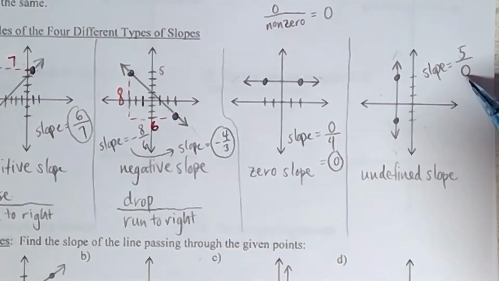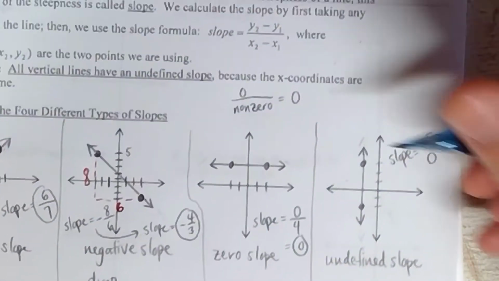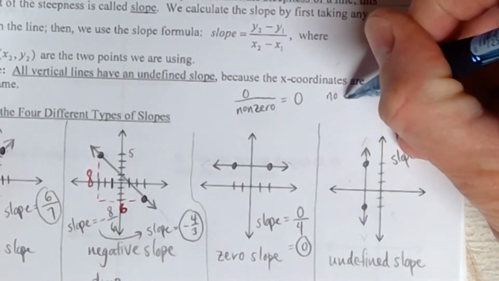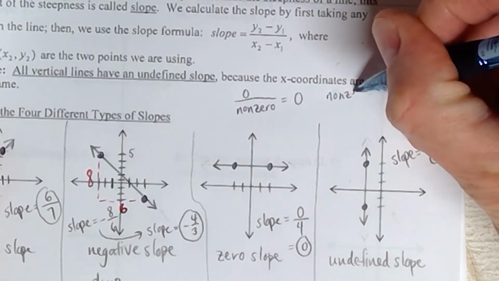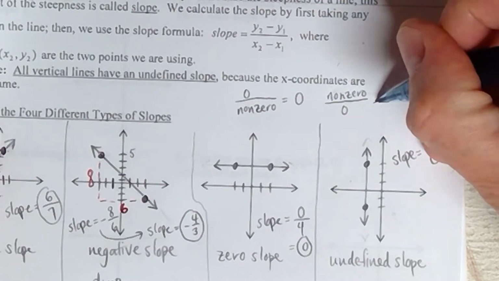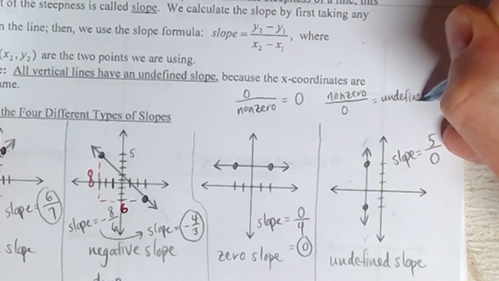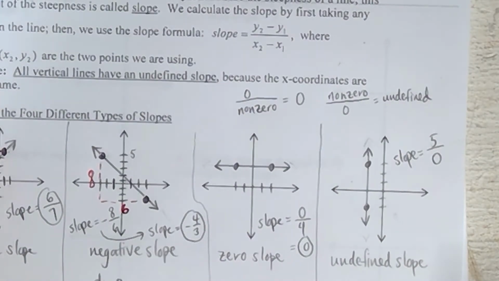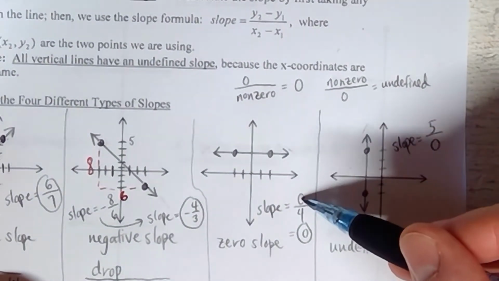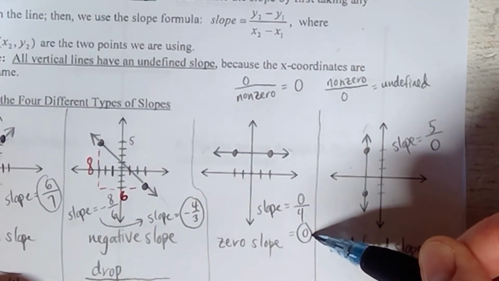Is this also equal to 0, 5 divided by 0? No, it's not. Okay, let's write this down. Non-zero divided by 0 is equal to undefined. There is no answer for that. I'll explain why here in just a moment. Let me write this down first. There we go. Okay, so if the numerator is 0 and the denominator is not, then the answer is just the number 0.